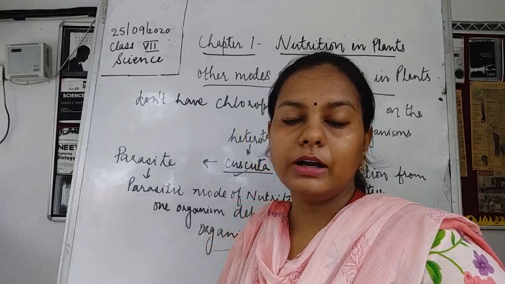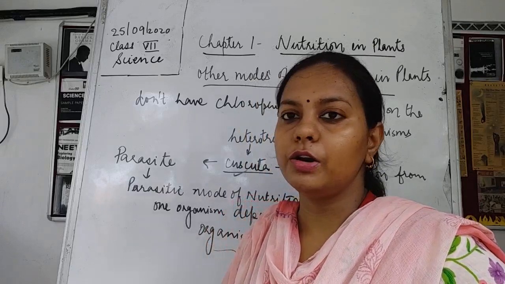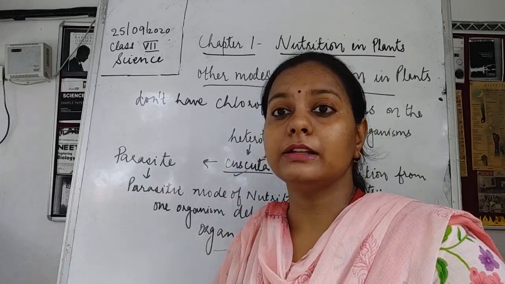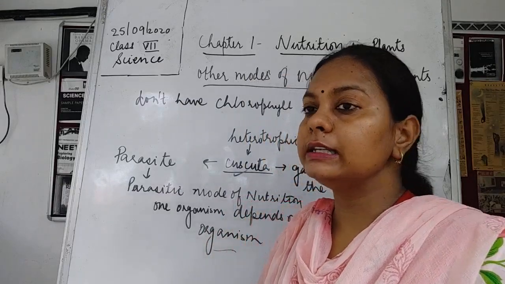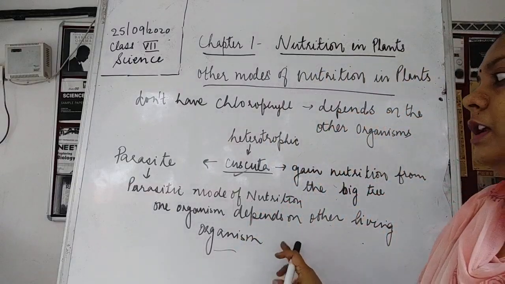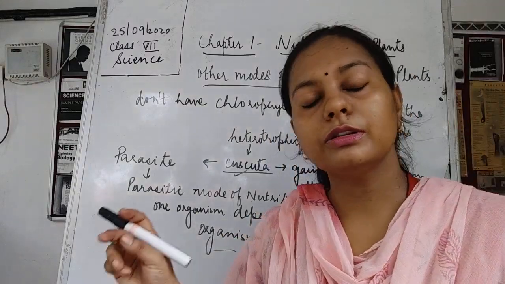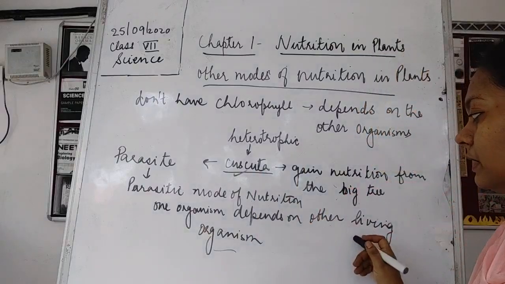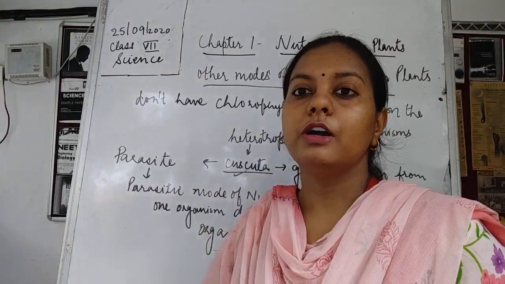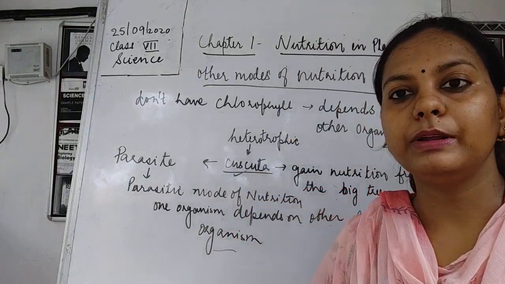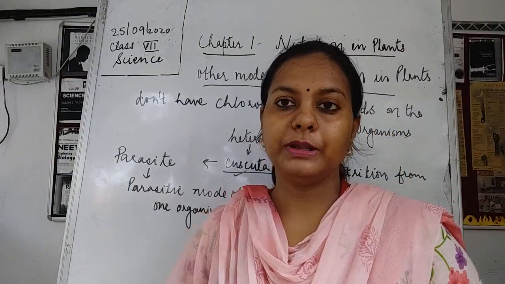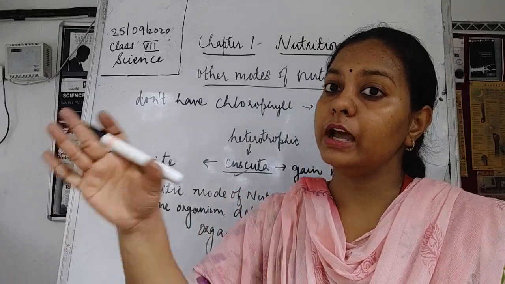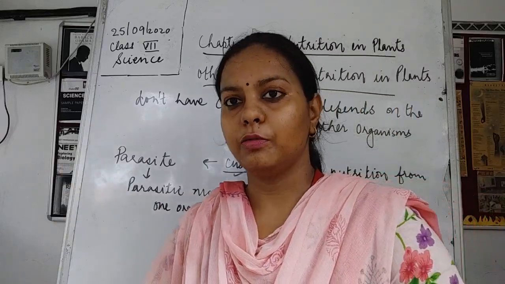Okay, so what are they going to do? In turn, they are not giving anything. In fact, they are stealing the nutrition from the big tree, I must say. So all those animals, all those plants, all those organisms which depend upon other living organisms for their food, for their nutrition, are said to have the heterotrophic mode of nutrition, and they are known as the parasitic mode of nutrition.